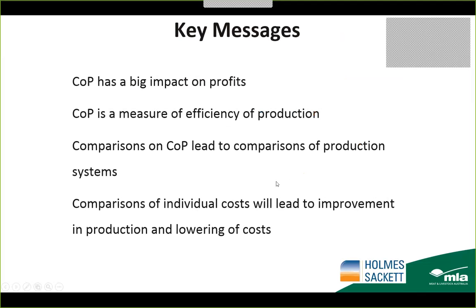Okay, so the key messages are that cost of production is all about understanding the drivers of efficiency in your production. It does have a big impact on profits, and comparisons of individual costs within cost of production will lead to improvement in production and in cost control.